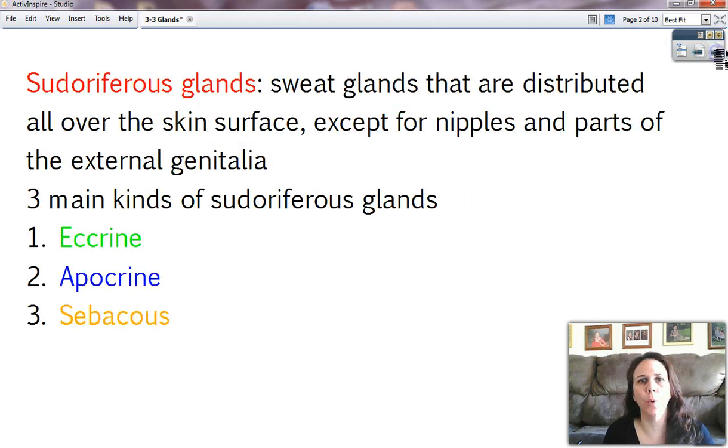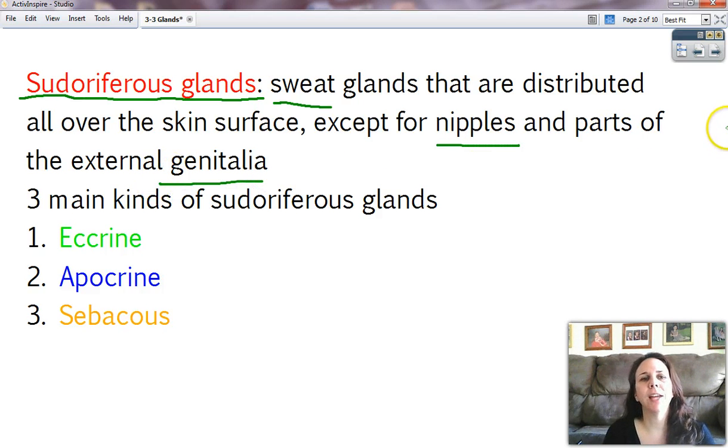Alright, here we go. There are 3 different types of glands, all under the main category of sudoriferous glands. Sudoriferous sounds like it's got the word odor in it. Odoriferous. So these are stinky glands. Basically, they are sweat glands, and the sweat glands are found pretty much all over your entire body, except for your nipples and certain parts of your genitalia.